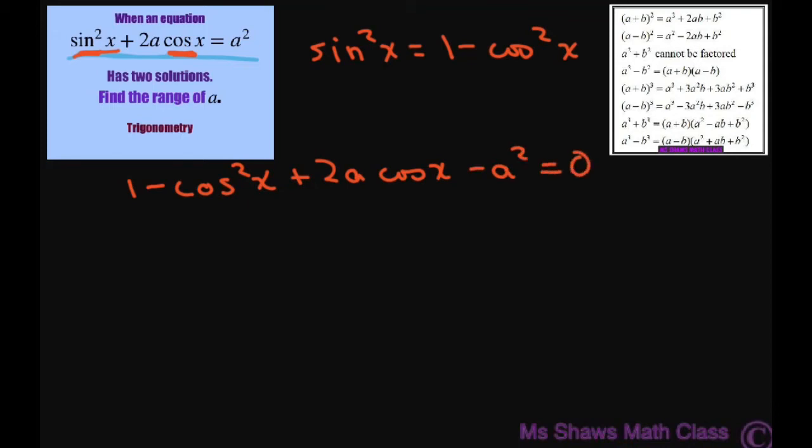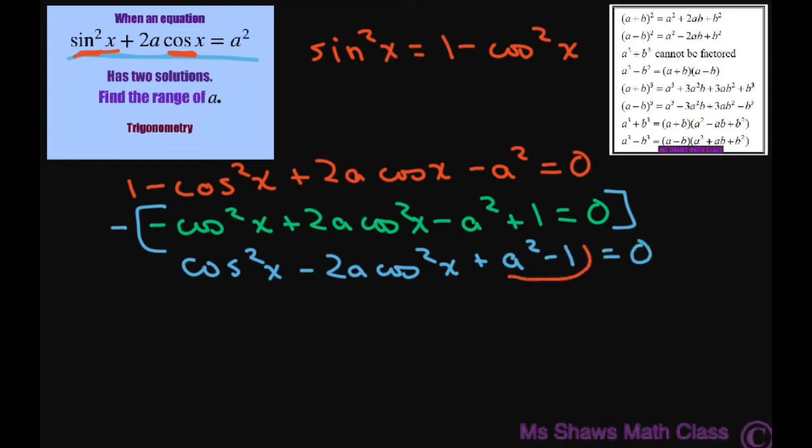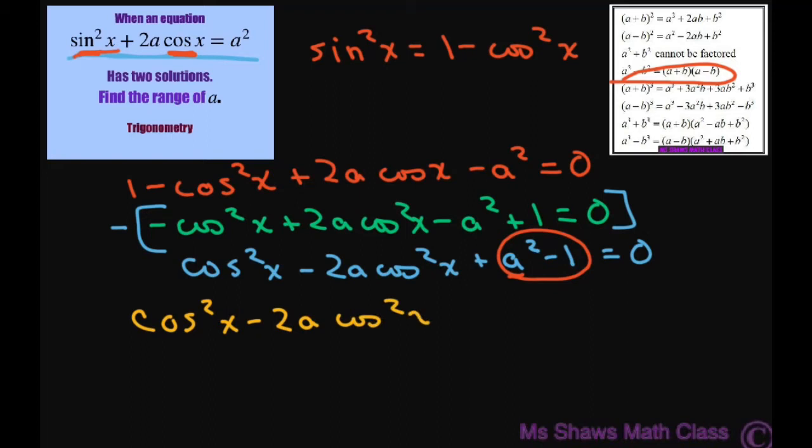Now simplifying this, we get negative cosine squared of x plus 2a cosine of x minus a squared plus 1 equals 0. Let's make our lead coefficient positive, so I'm going to negate everything. That's going to be cosine squared of x minus 2a cosine of x plus a squared minus 1 equals 0. Now this has the form of a difference of squares here, so I can write this as cosine squared of x minus 2a cosine of x plus a plus 1 times a minus 1 equals 0.